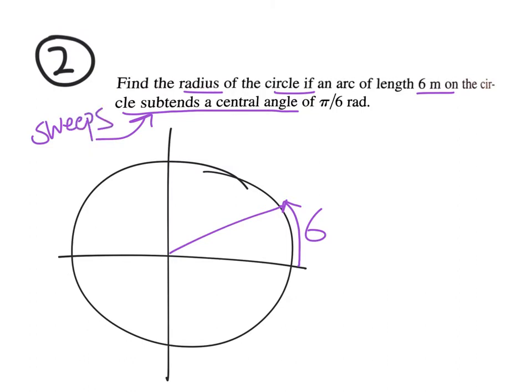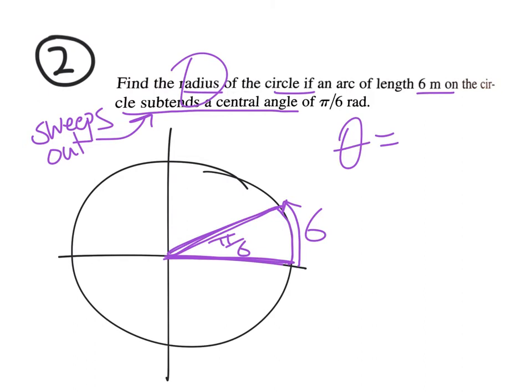So sweeps out. You could think about a windshield wiper. The windshield wiper starts here and it sweeps your windshield all the way over to here. So this word subtends just means it sweeps out that angle. So we have pi over 6. And what are we looking for? Radius. Okay, so our formula, we know that angle in radians is equal to arc over radius. And if we substitute it in, we would get, we have pi over 6. That's a 6. And a 6 here and an r here.